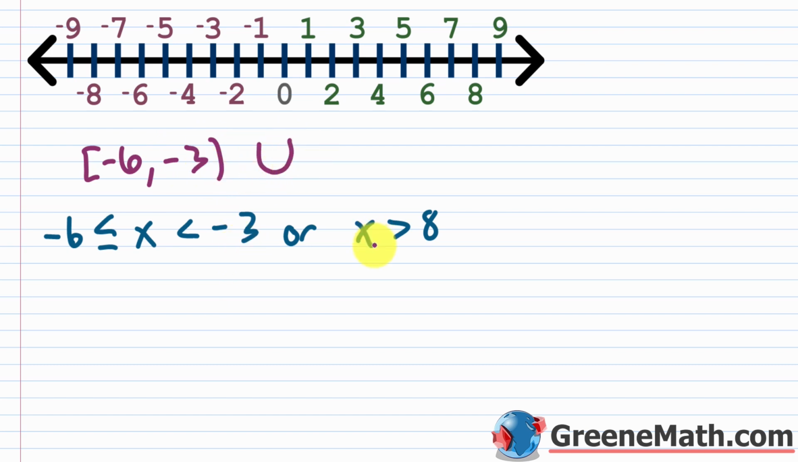Then it's the union with, so it's anything larger than 8, so it's excluded, so make sure you use a parenthesis. So graphically, let me put a bracket at -6, or again, you can use a filled-in circle. Let me put a parenthesis at -3, or you can use an open circle, shade everything in between. Then at 8, let me use a parenthesis there, or again, you can use an open circle, and then just shade everything to the right. So x could be -6, or any number going up to but excluding -3, or x could be anything that is greater than 8.